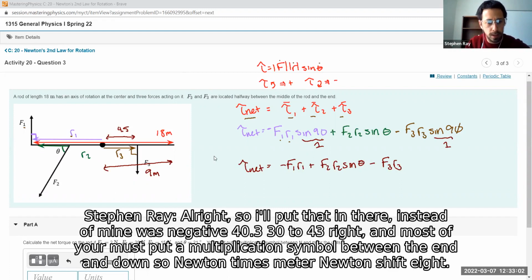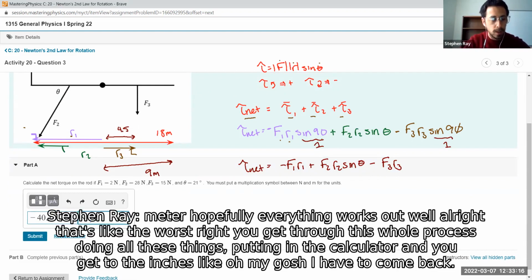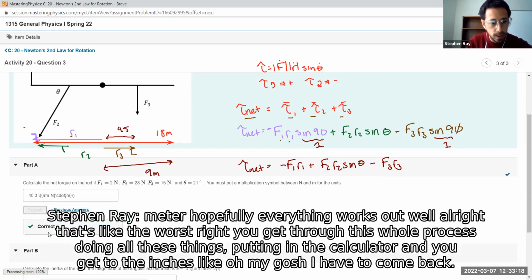All right, so I put that in there. Like I said, mine was negative 40.3, right? And notice that you must put a multiplication symbol between the N and M, so Newton times meter, Newton shift 8 meter. Hopefully everything works out well.